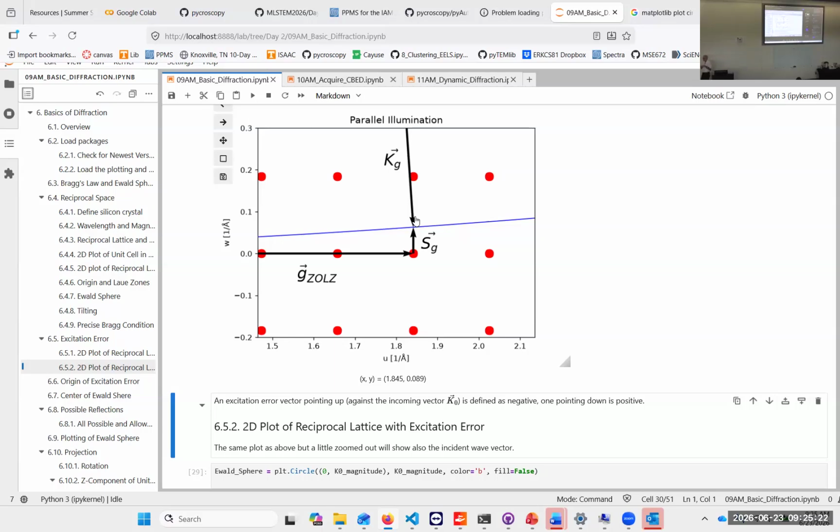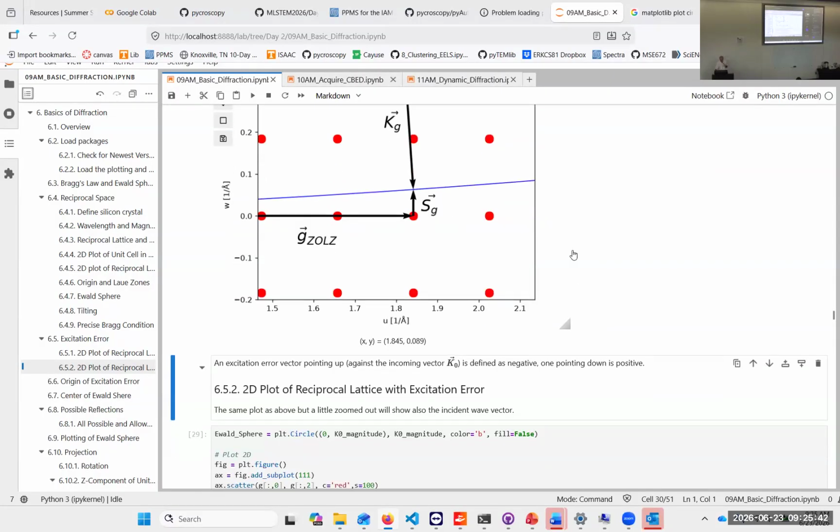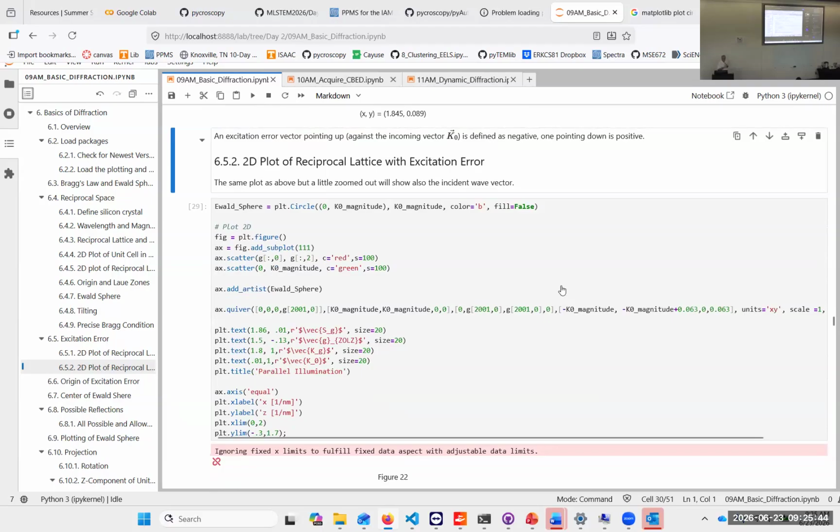If we don't want to look at the excitation error, we just make our spot so small that all of them have just one intensity. But if we want to look at the excitation error, we can actually increase that. So we'll come to that. So the excitation error is what gets us additional information.